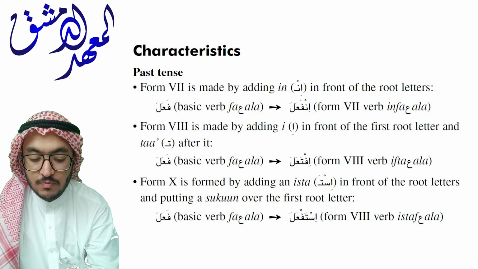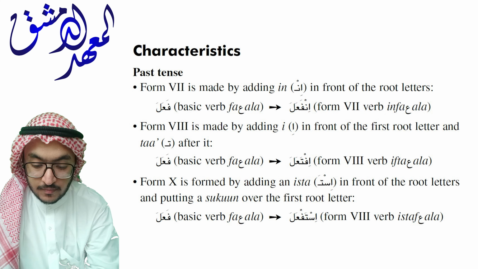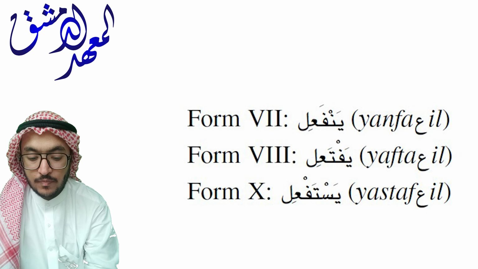And form 10 is made by adding an ista in front of the root letters and putting a sukoon over the first root letter. Fa'ala becomes istafa'ala in the present tense. Now we look at the present tense.